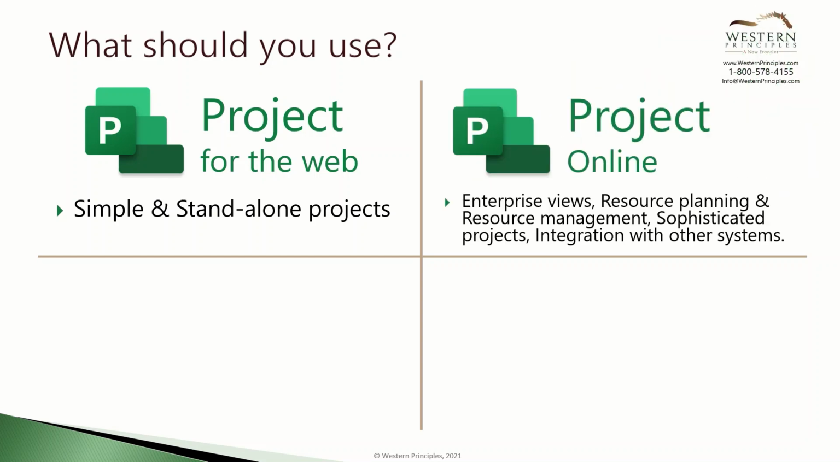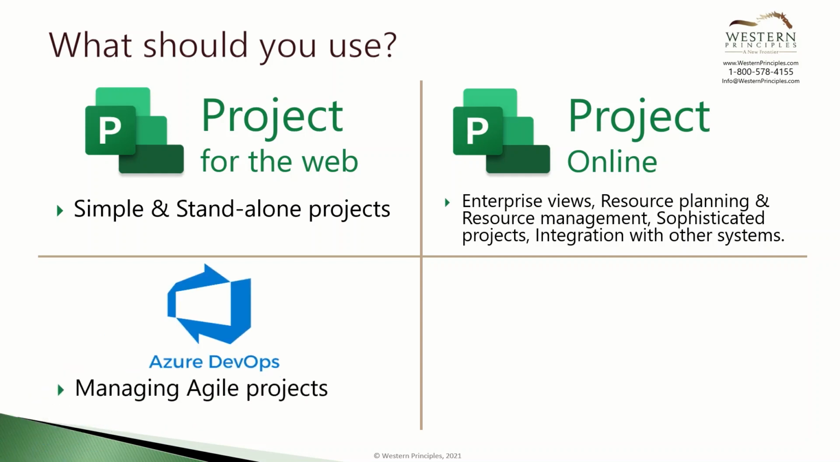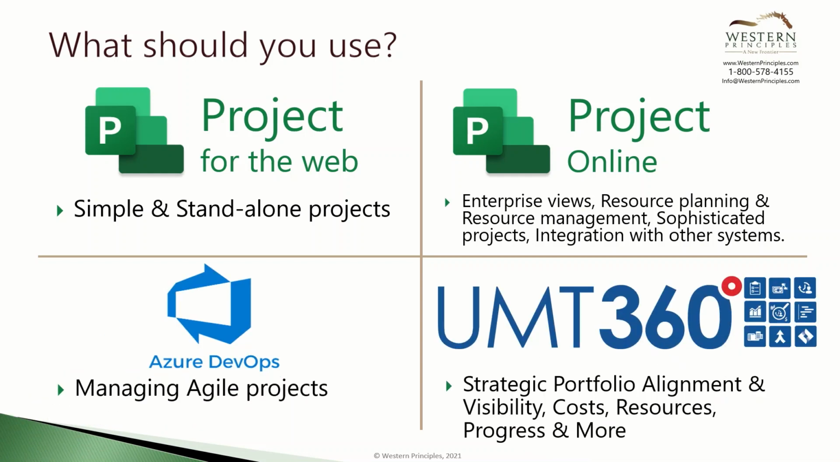If you need an enterprise view of your projects, if you need resource planning and resource management, if you have sophisticated projects, if you need to integrate your projects with other systems, if your projects are part of an integrated program, and for many other reasons, use Microsoft Project Online. If you're doing agile projects, try Azure DevOps. And if you need enterprise visibility and control of your programs and projects from a top-down view of strategic alignment, cost, resources, progress, and more, use UMT360.